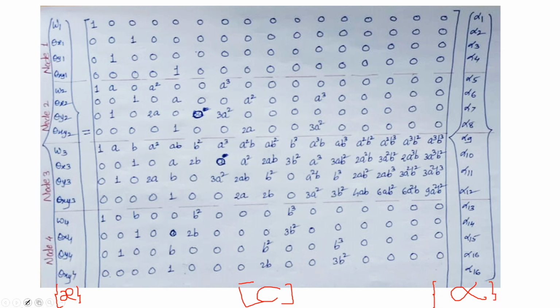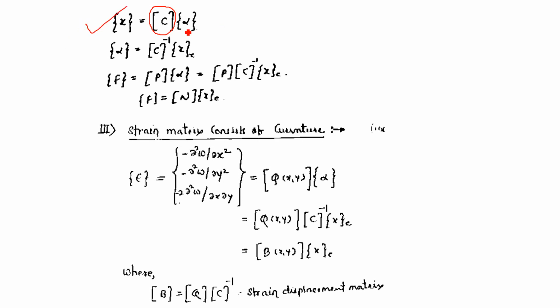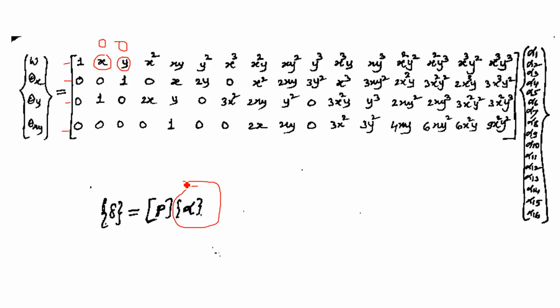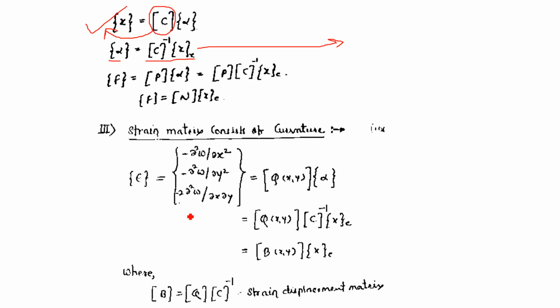The same equation is written in the next step: X is equal to C into alpha. If you take C to the left hand side, alpha equals C inverse into XC. Now if you put this alpha equal to C inverse into XC here, you will get delta equal to P into C inverse into XC.